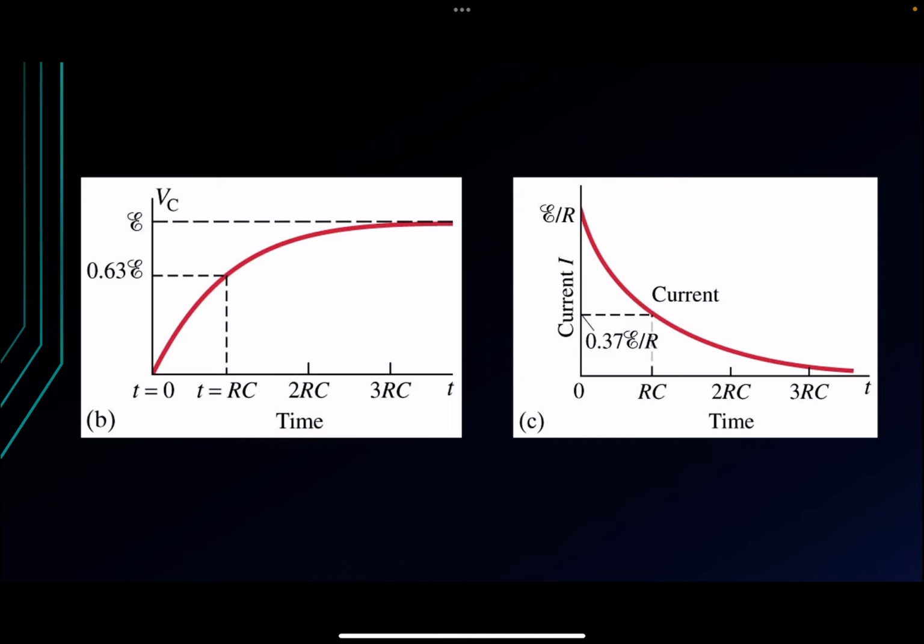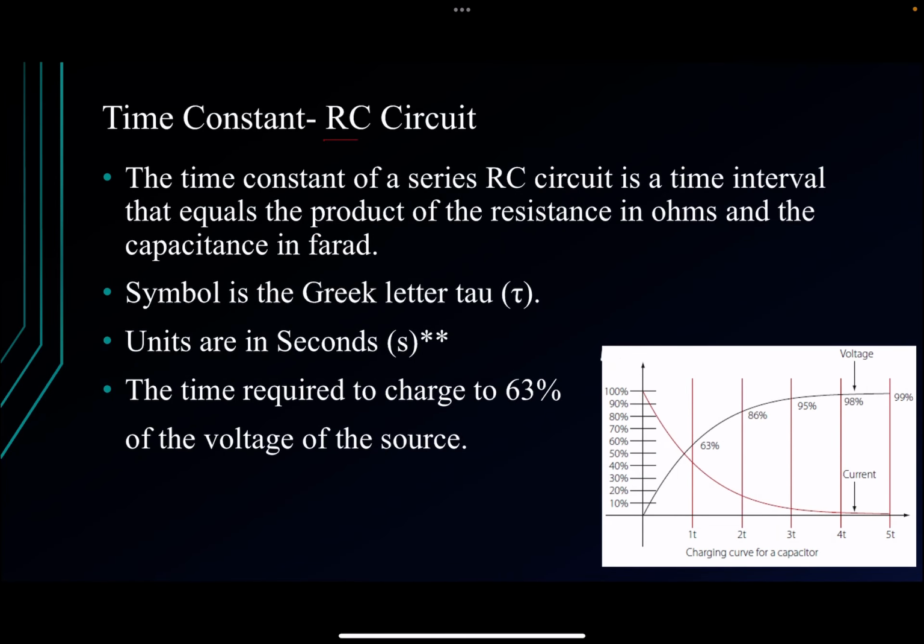So what we're going to look at now is this time constant. A time constant in an RC circuit is the time it takes to charge or discharge. And this time constant is found by multiplying the resistance in ohms by the capacitance in farads. It has a Greek letter of tau, which I call a fancy T, and our units are in seconds. Our time constant is going to tell us the time required to charge to 63%, or the time to discharge to 37%. And we're going to look at that in just a minute here. So we'll put a little pin in that.